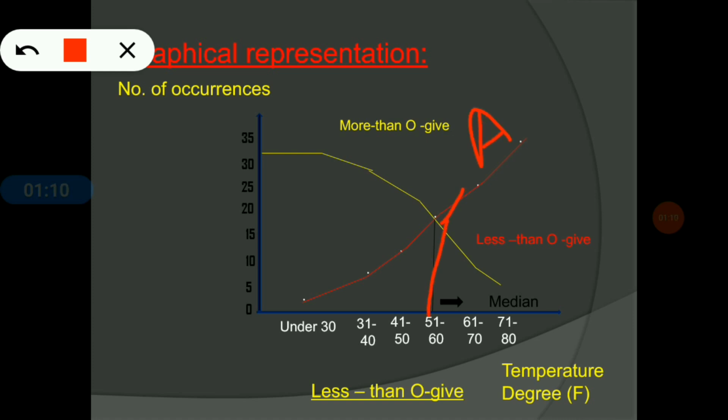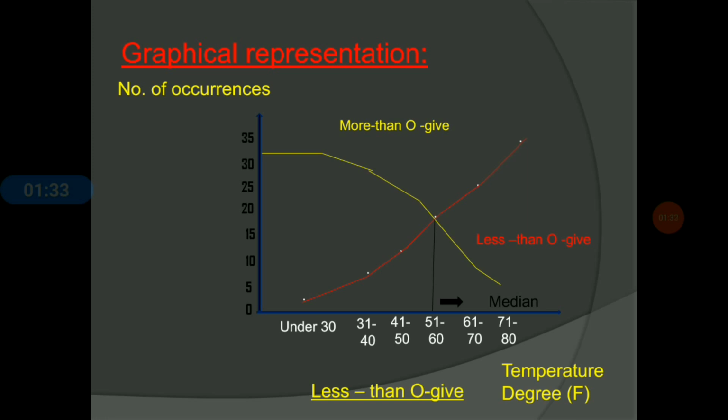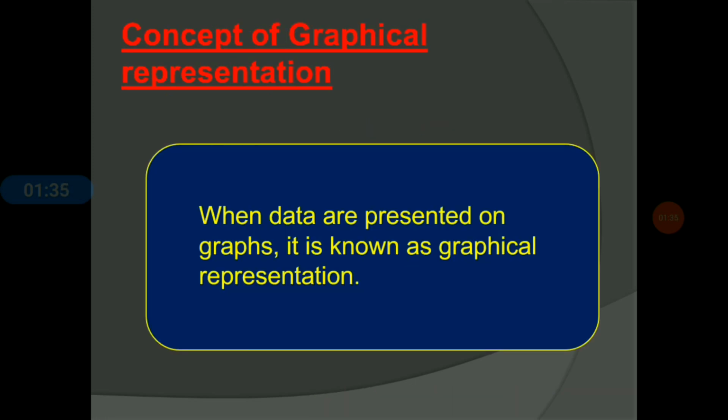until the horizontal axis, this point or this value is known as the median. So I think it is clear how we get the median value from the more than and less than ogive curves. There is a strong connection between ogive curves and median. So now go to the next concept, and that is the definition of graphical representations.